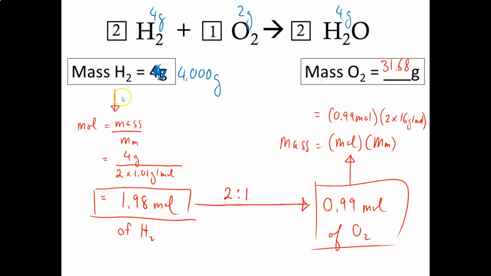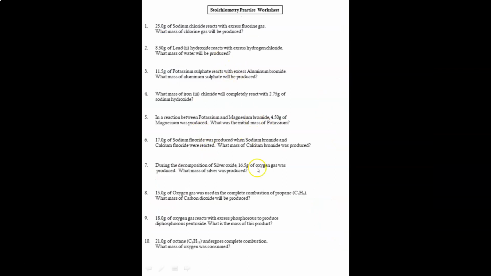Once we have the mole value for this, we can convert it using ratios into the mole value for this. Once you have the mole value for what you're trying to find, convert it back into a mass using the equation mass equals mole times molar mass, and you're good to go. All right, so that covers simple stoichiometry.